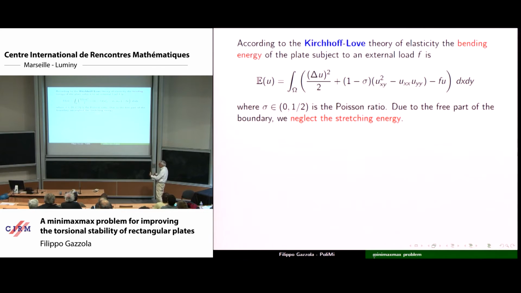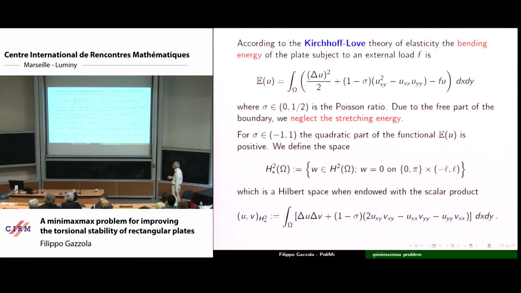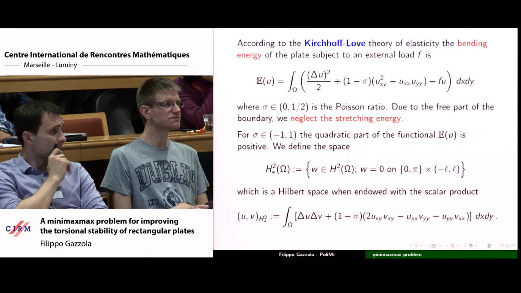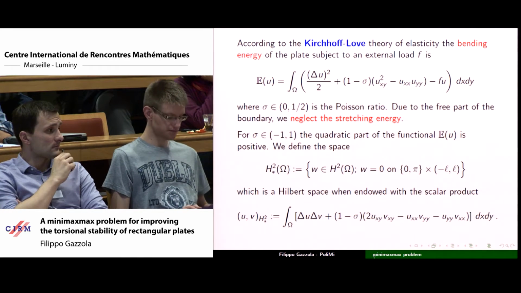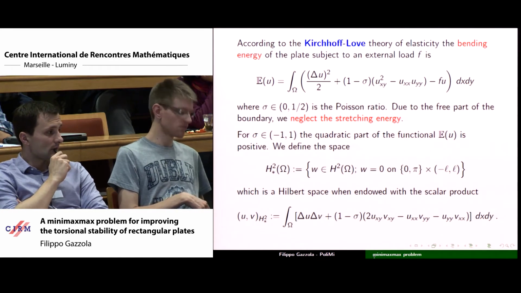But in this case, since we have two free edges, this remains, and in particular, since we have free edges, we can neglect also the stretching energy. Then, well, even if the realistic values of sigma are between 0 and 1/2, there are some foams or some particular foams that may have also negative Poisson ratio.